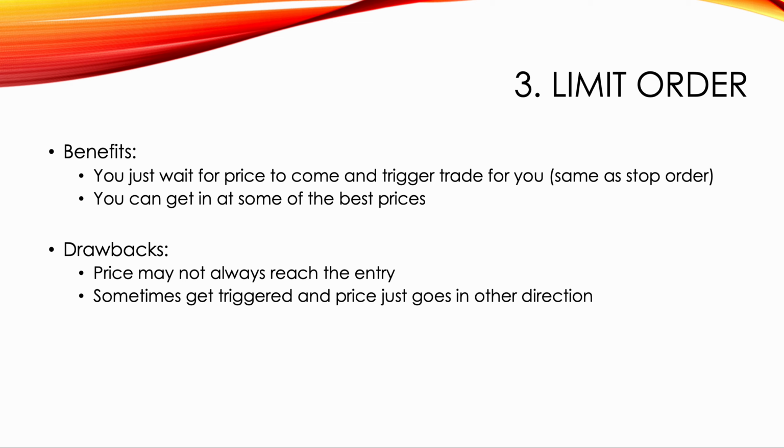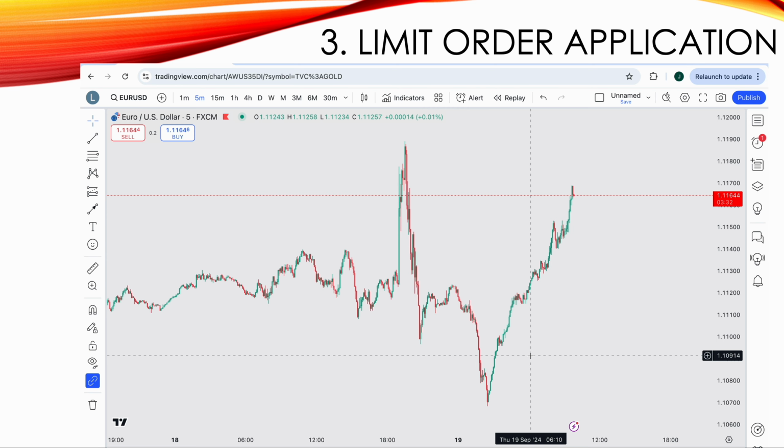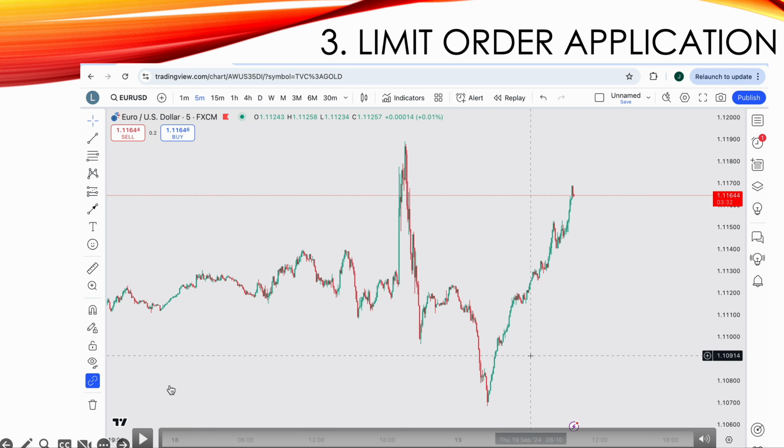Another drawback is that price may not always reach that point. You're waiting for that good entry, and before it taps into that level, it's already moved. So you've got to understand, sometimes it's not going to work out for you every single time, but as long as you understand how that works, I've done my job. But let's look at another example.